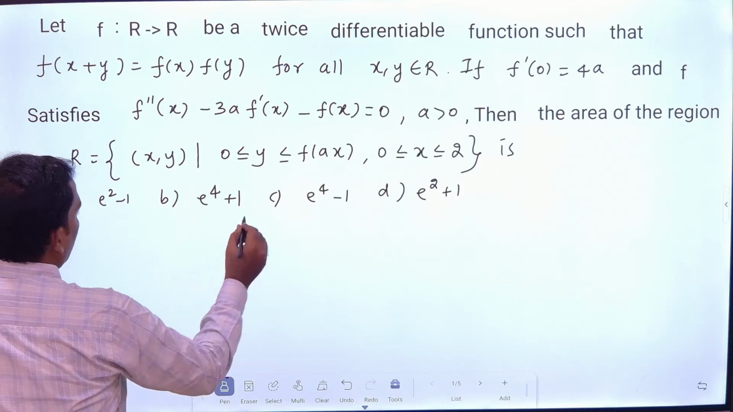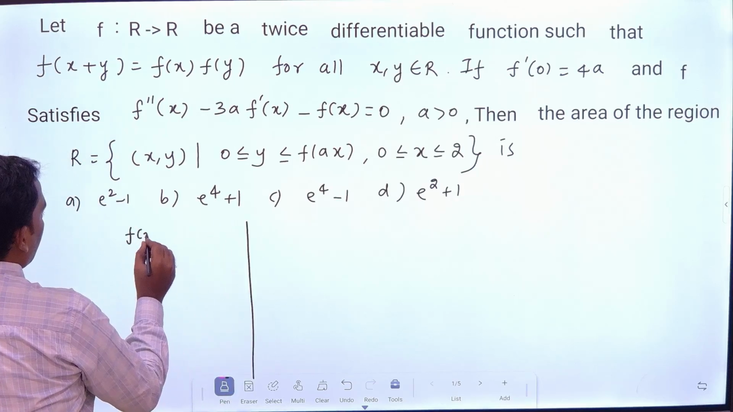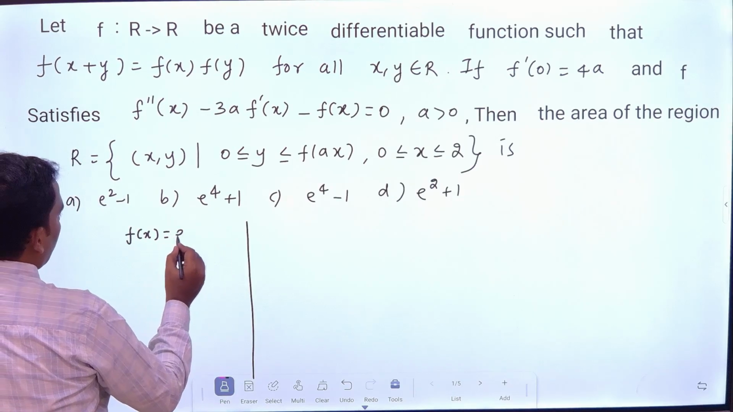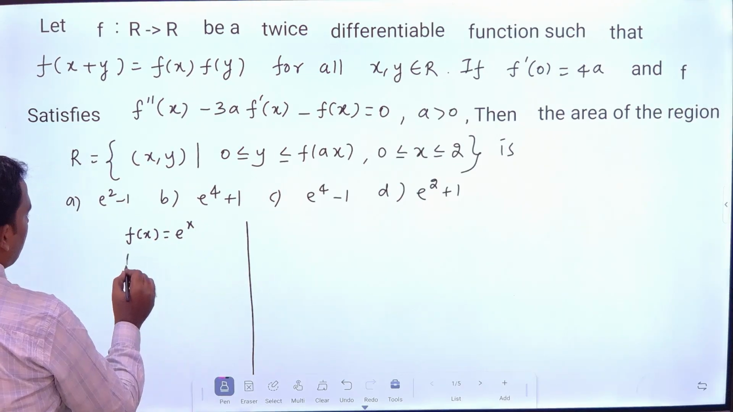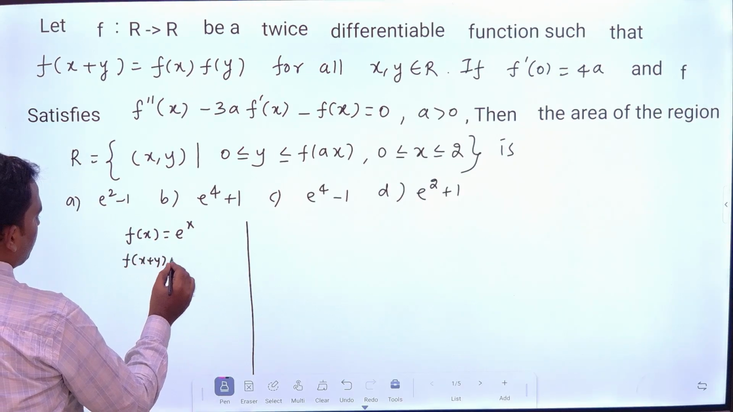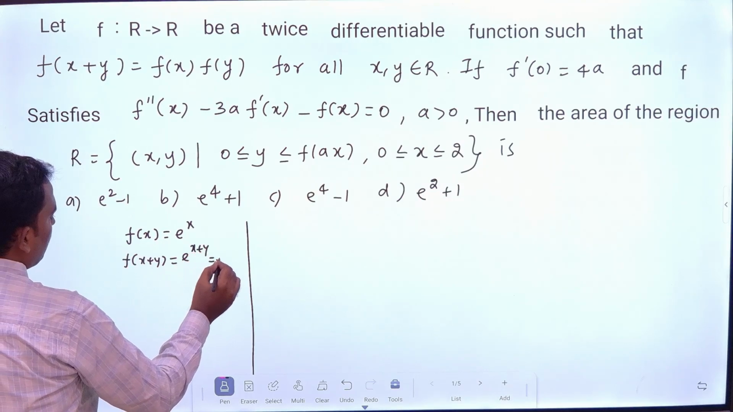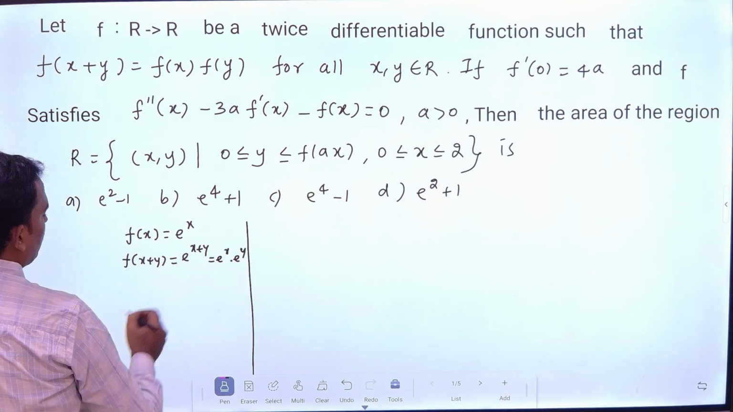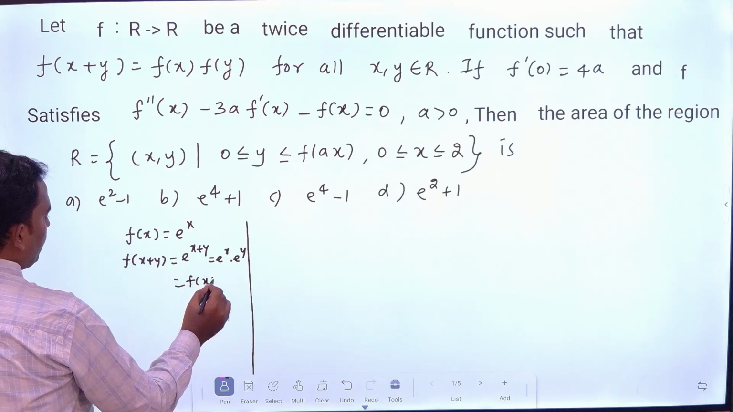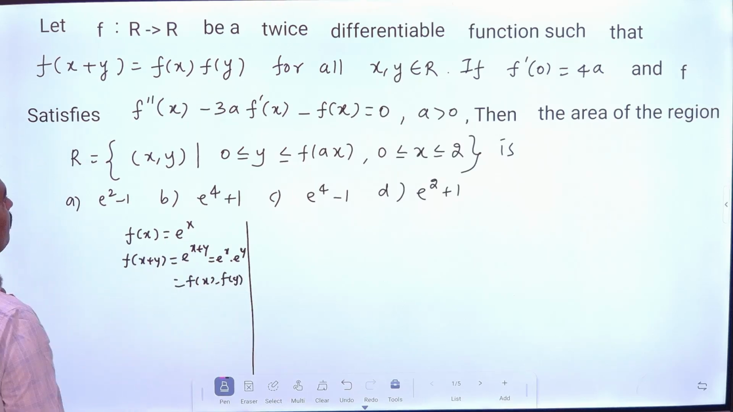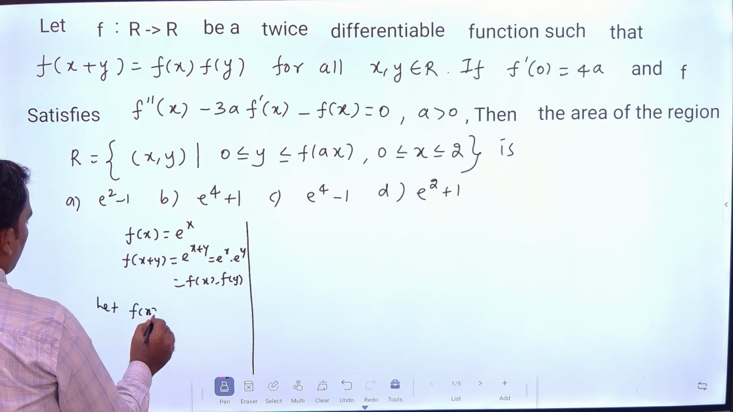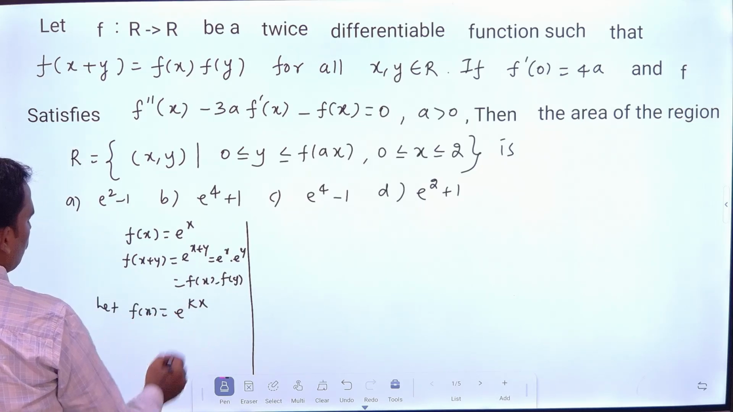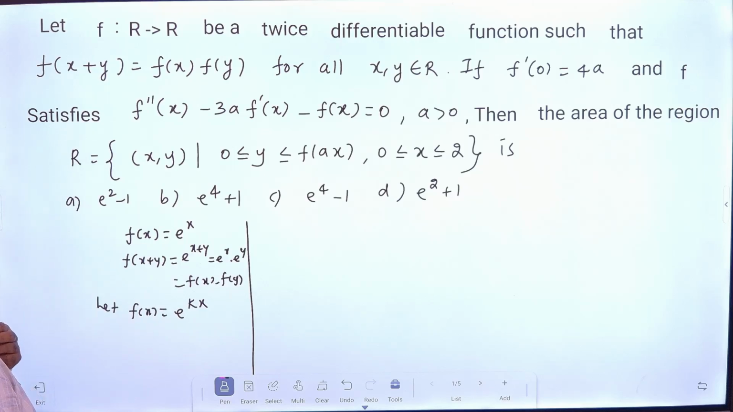If I take f of x equal to the exponential function e power x, the addition changes to the product. Just replace x by x plus y: e power x plus y can change into e power x into e power y. So we can write f of x into f of y. So the suitable function for this would be e power x. In general, let f of x be e power kx.